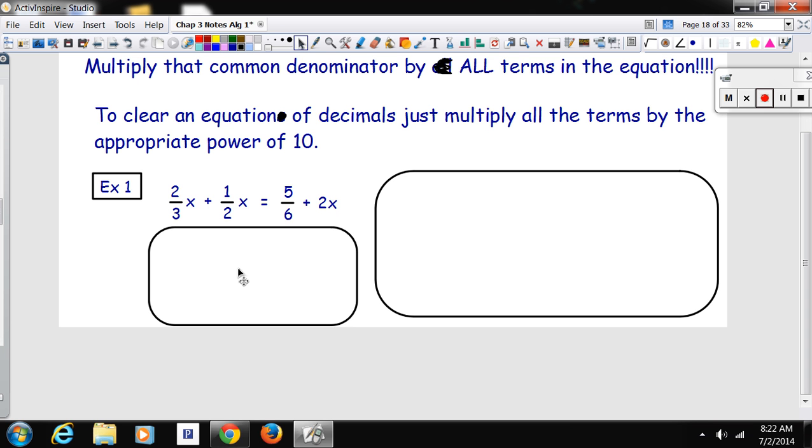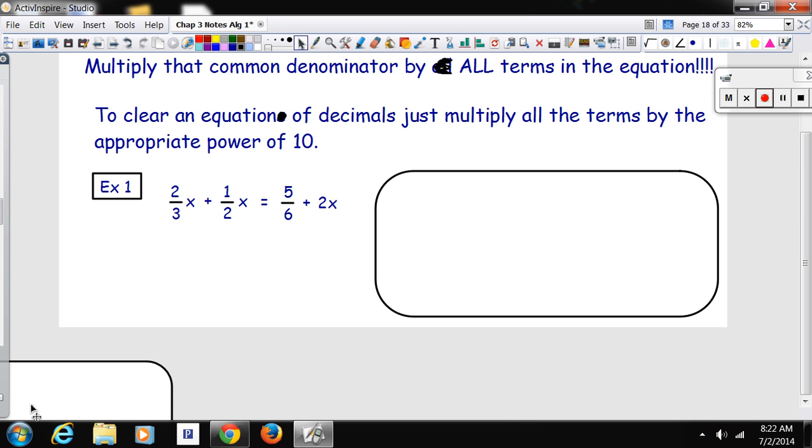Alright, so here's the example. You guys can write it in the box. What would be a common denominator for 3, 2, and 6? 6. They would all go into 6. So what I'm going to do is multiply every term by 6. Even the 2x I've got to multiply by 6, if I want them to stay equal.